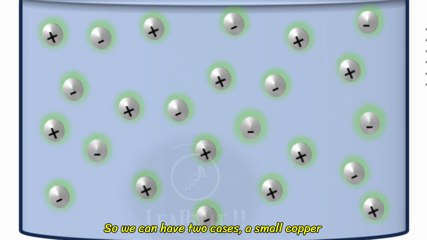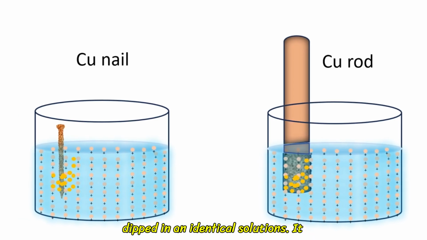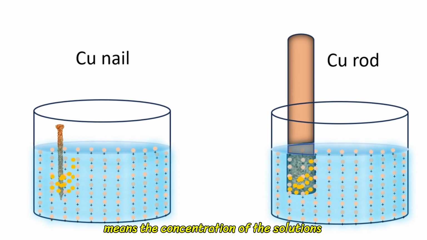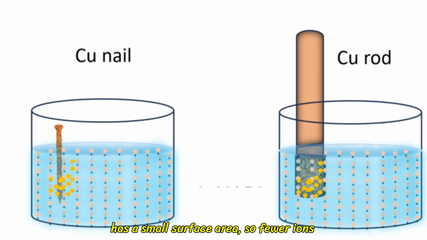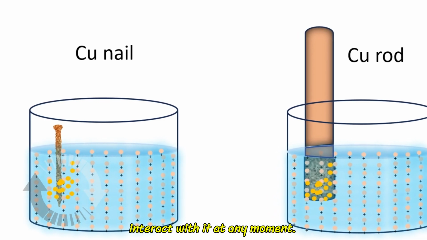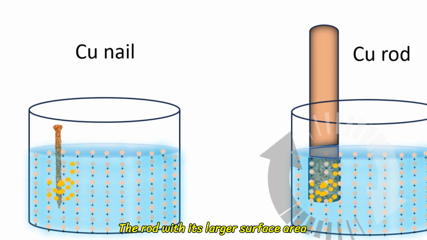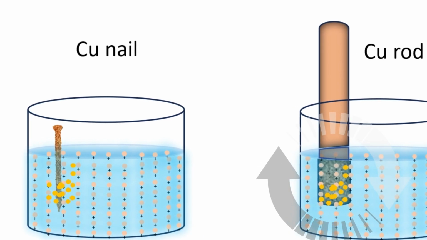So we can have two cases, a small copper nail and a large copper rod. Both are dipped in identical solutions. It means the concentration of the solutions in both the cases is the same. The nail has a small surface area, so fewer ions interact with it at any moment. The rod, with its larger surface area, allows more ions to react simultaneously.